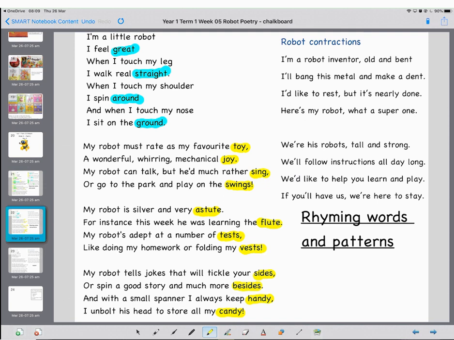Now you can see that these rhymes are at the end of every line, and they're actually called rhyming couplets. And when you're a lot older, you'll find when you're studying Shakespeare that whenever he finishes a scene, he will finish with a rhyming couplet.